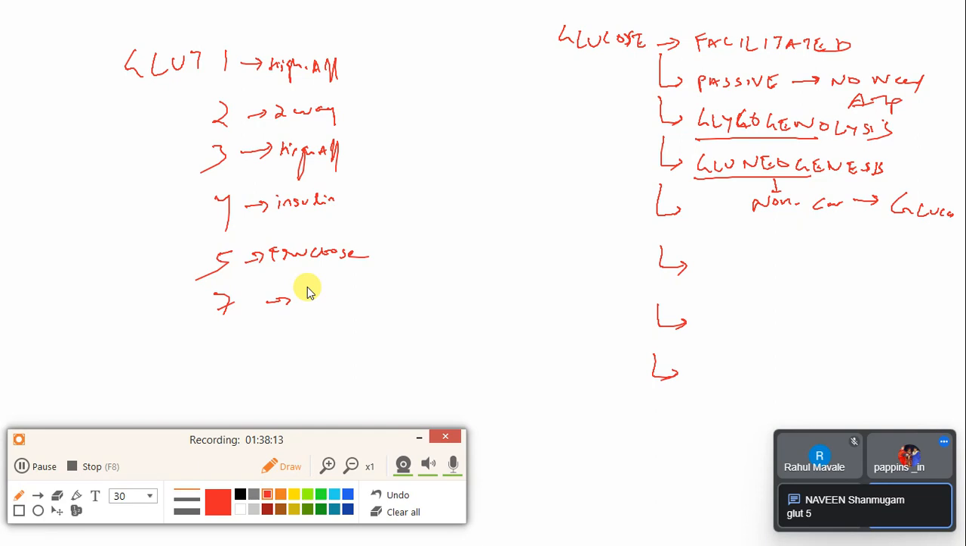Now we'll talk about which is ubiquitously present. Every other cell will have these two GLUTs. So ubiquitous, for example, GLUT4 is present on skeletal muscle and adipose tissue. Even these cells will have GLUT1 and 3. Every other cell will have GLUT1 and 3, which is present on the pancreas.